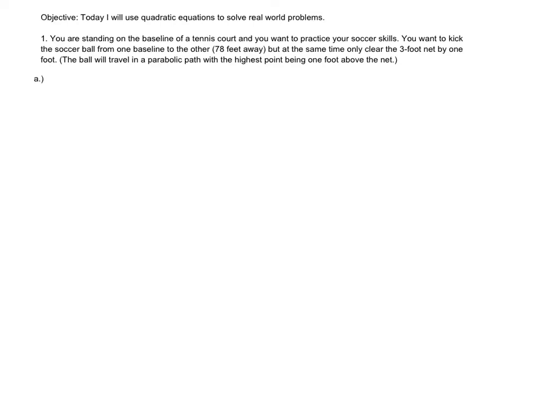Okay, students, today's objective will use quadratic equations to solve real-world problems. For example 1, it says you're standing on the baseline of a tennis court and you want to practice your soccer skills. You want to kick the soccer ball from one baseline to the other, 78 feet away, but at the same time only clear the 3-foot net by 1 foot.